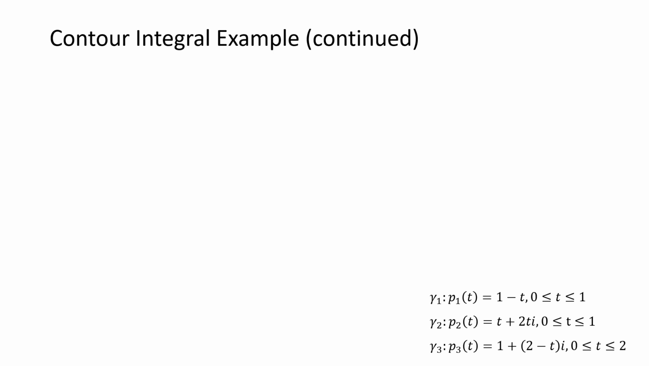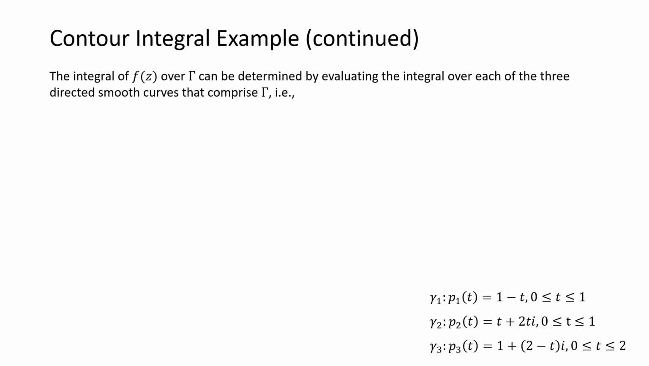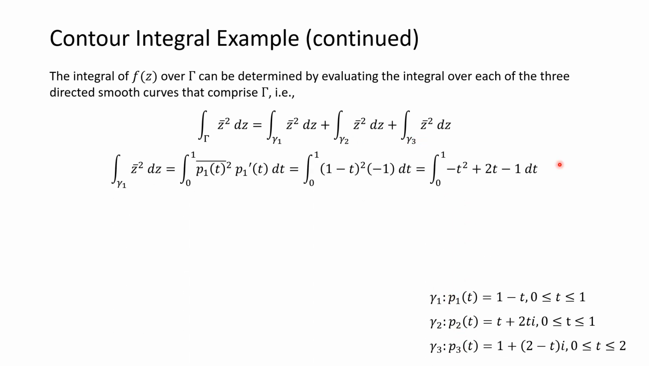So we need to continue here to take the integral over each of the directed smooth curves that make up the contour. So over gamma 1, gamma sub 2, gamma sub 3. I just recopied this from the previous slide. Okay, so we'll first do it for gamma sub 1.